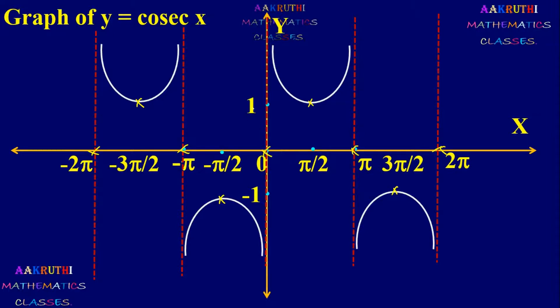So here all the values are more than 1 or less than minus 1. So therefore all the values of y equal to cosecant x are more than 1 or less than minus 1, and the graph of y equal to cosecant x is like this.